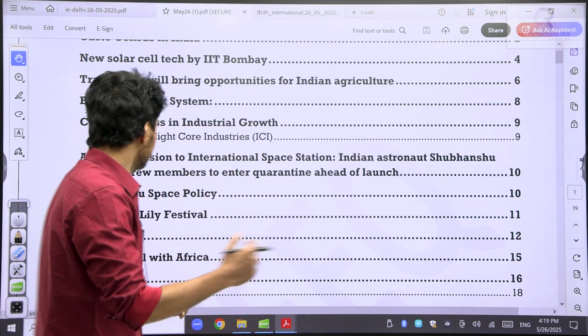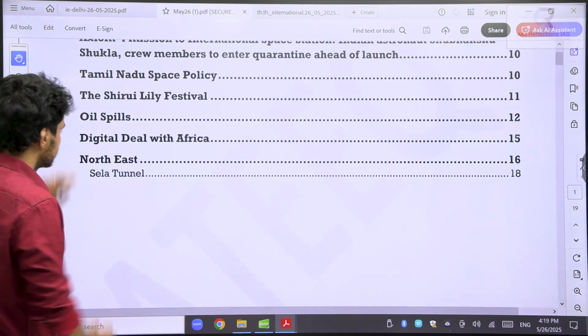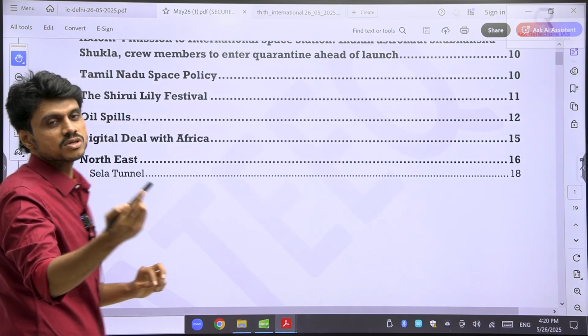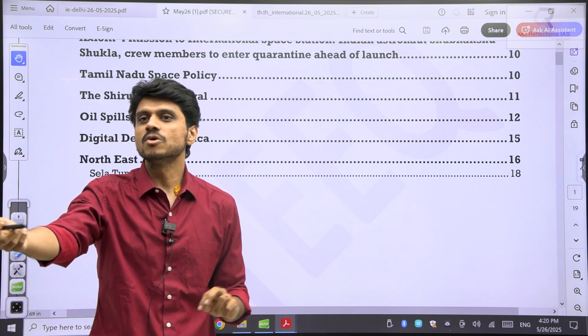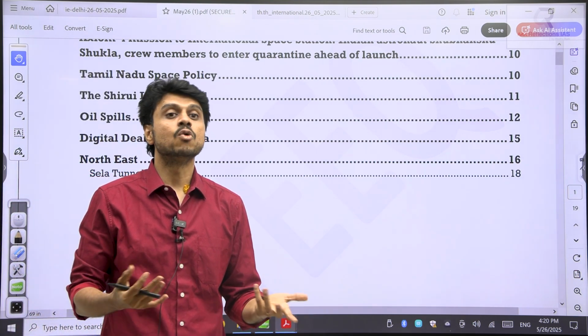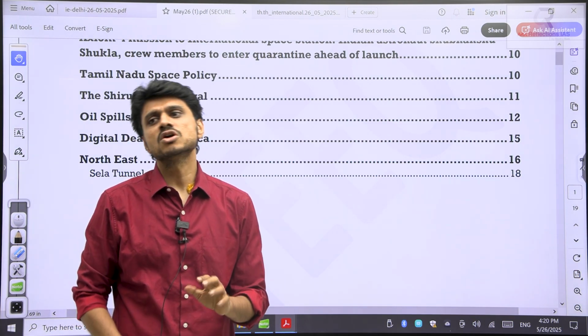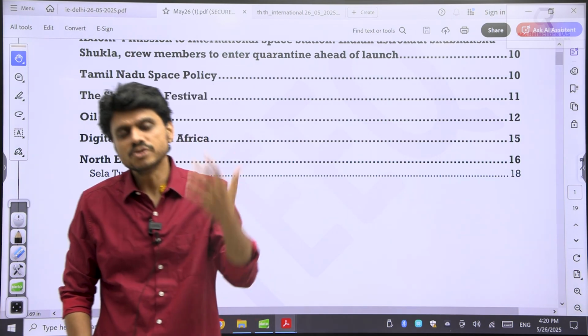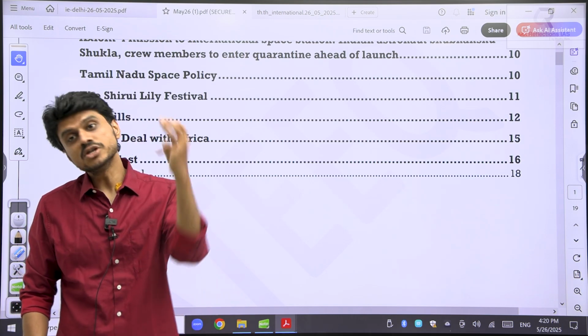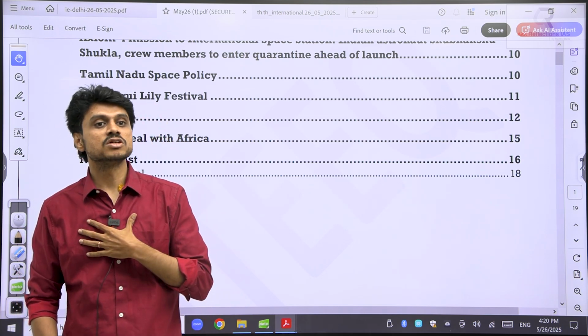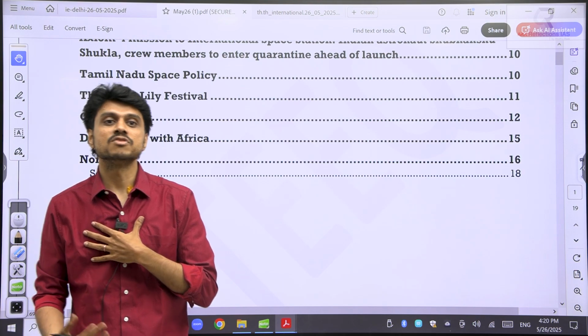So today we will do the Sela tunnel. See here, the Northeast, again it is in the news. Again today in the editorial they were talking about diversity. Only when we focus on diversity will we see the benefits. We have already done why focusing on the Northeast is important. Now you need to recollect at least 3 or 4 points: why is focusing on the Northeast important for me?